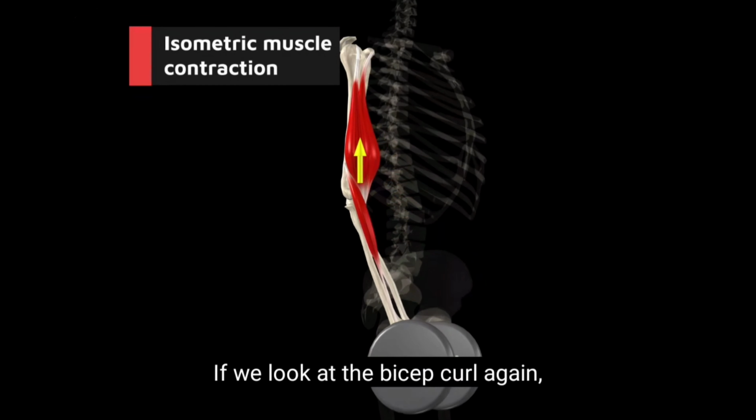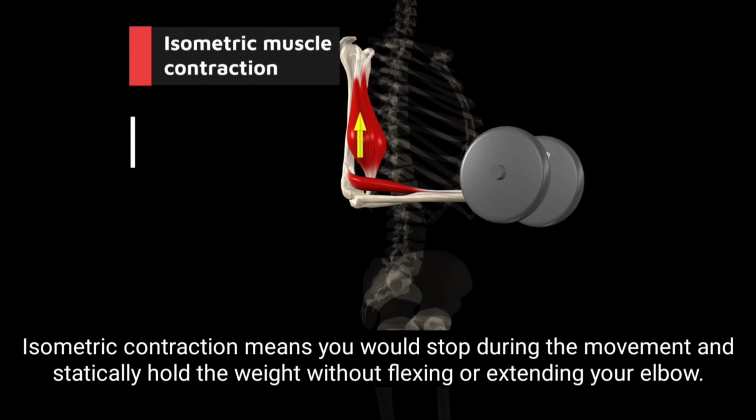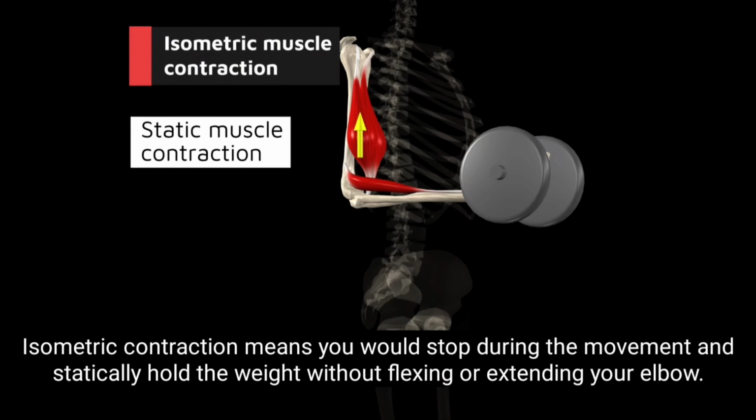If we look at the bicep curl again, isometric contraction means you would stop during the movement and statically hold the weight without flexing or extending your elbow.